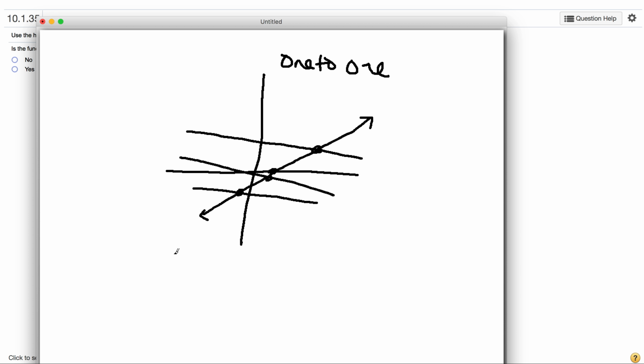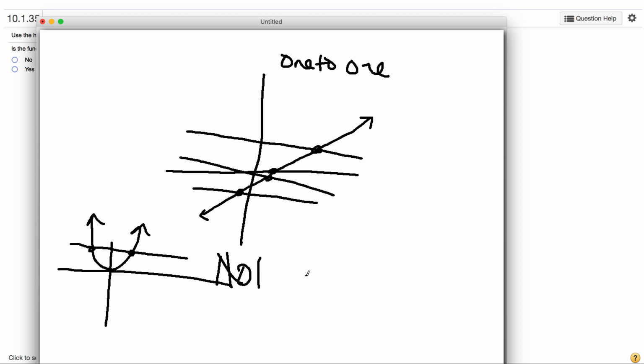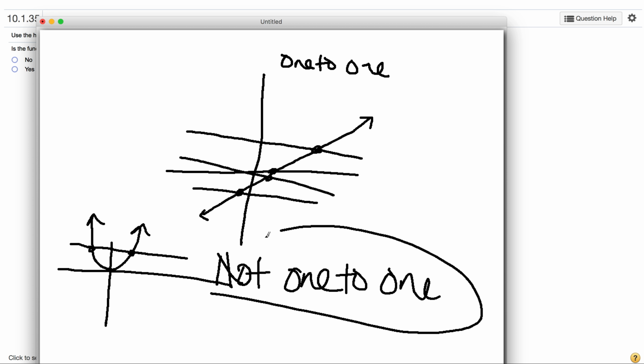An example of a function that would not be one-to-one would be something like a parabola. If I have a parabola and I draw a horizontal line, it touches twice, which means that it's not one-to-one. And what is the significance of that? If it is not one-to-one, then it doesn't have an inverse for this course. The actual correct mathematical language is that its inverse is not a function.